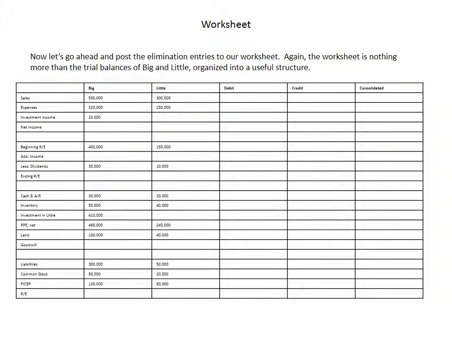The uppermost part, the top 4 lines, represent the income statement. Sales less expenses plus investment income equals net income. The next 4 lines are the statement of retained earnings. Beginning retained earnings plus income minus dividends equals ending retained earnings. And the remainder is the balance sheet. Due to space constraints, I combined all the expenses into a single line. So in our elimination entries, we had a debit to cost of goods sold and a debit to depreciation expense. Up in the income statement, I've simply got a single line for expenses, so we'll have to post both of those to that line.